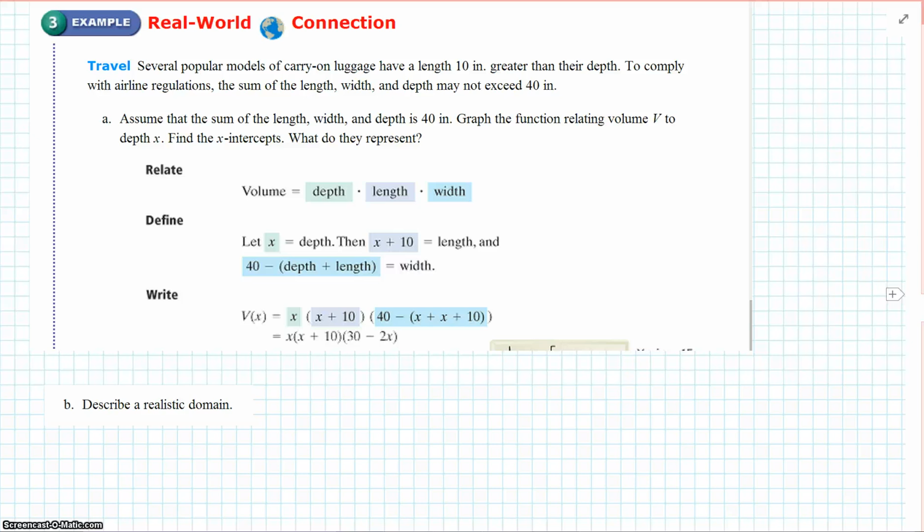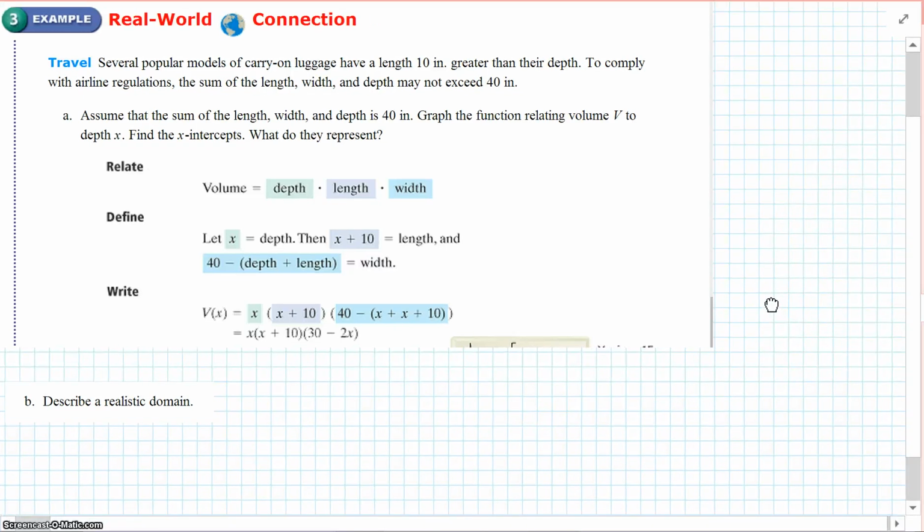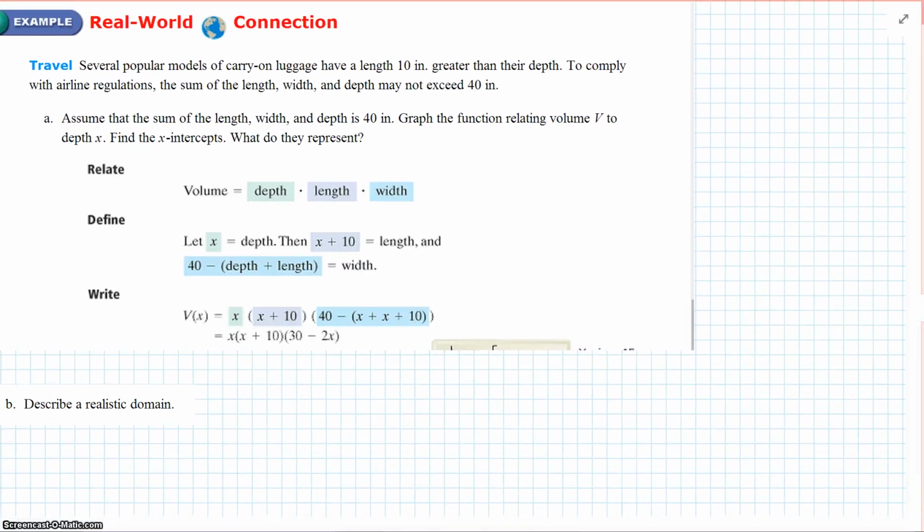Okay. So real world connection. Several popular models of carry-on luggage have a length 10 inches greater than their depth. To comply with airline regulations, the sum of the length, the width, and the depth may not exceed 40.